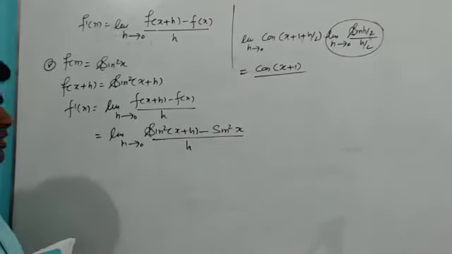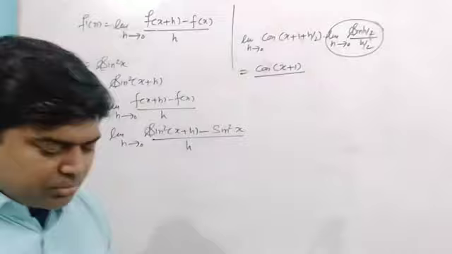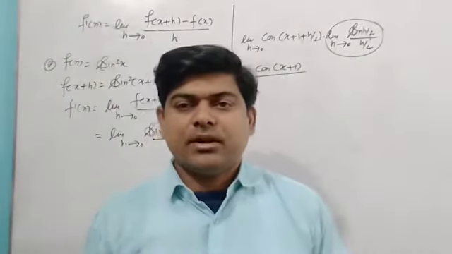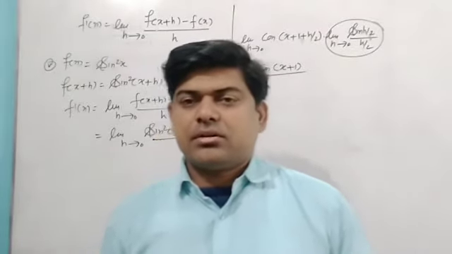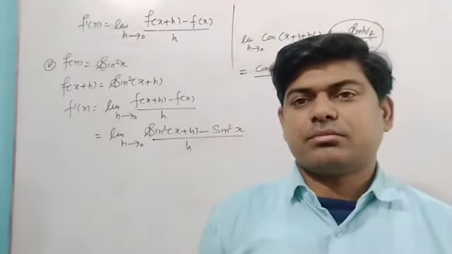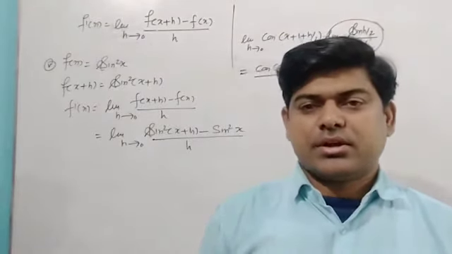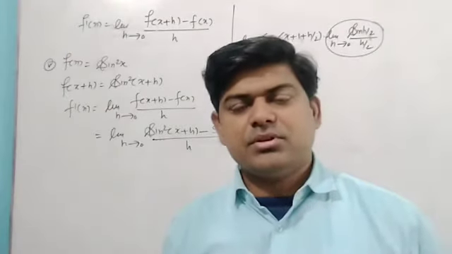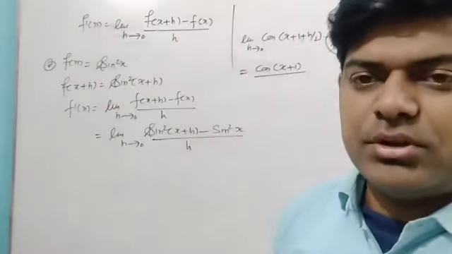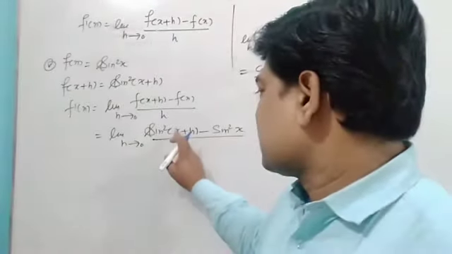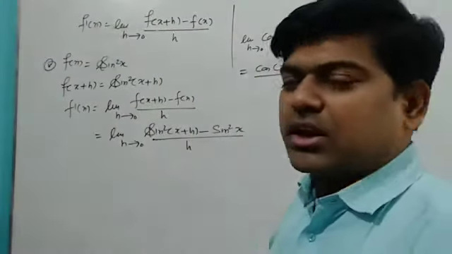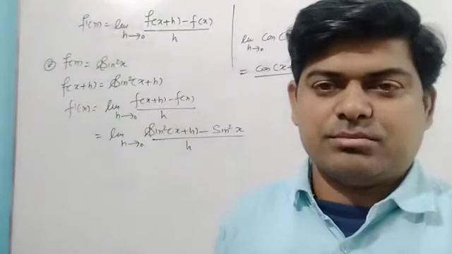Now it is up to you what you want to find. If you remember, in trigonometry there was one formula: sin(a+b) into sin(a−b) is written as sin²a minus sin²b. Again I am repeating, sin(a+b) into sin(a−b) can be written as sin²A minus sin²B. Here, if I take x+h as A and x as B, we have sin²A minus sin²B.